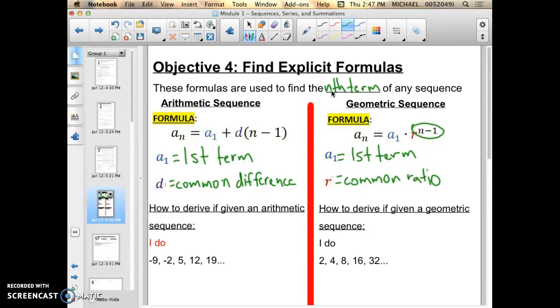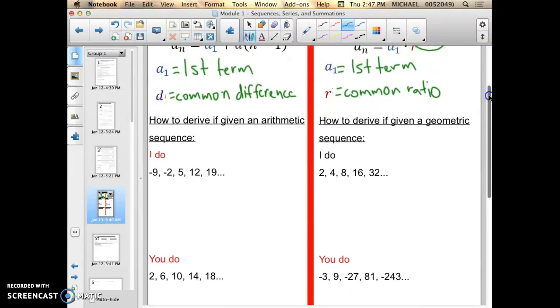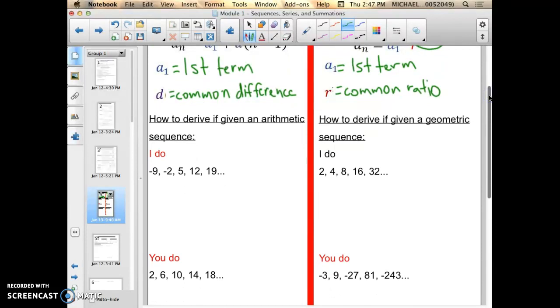So at this point, I've described everything that you will need to know for any given explicit formula. And I'm about to show you then how to derive an explicit formula if given an arithmetic sequence and if given a geometric sequence. Similar process for both, you're just finding different pieces. So let's do the arithmetic first. I will do the I do problem. I'll ask you to pause the video and try the you do problem on your own to check your understanding.